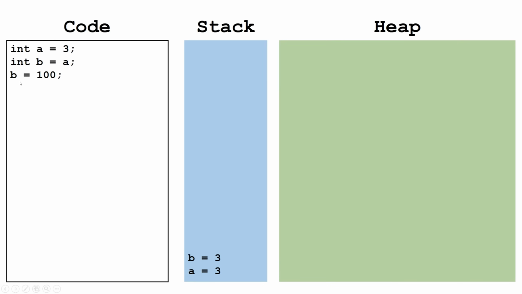Here, we modify b to equal 100. We simply change the entry on the stack for b to equal 100. Next, we're going to take a look at some reference type variables.